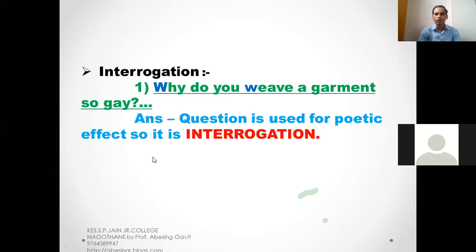Example is given here, why do you weave a garment so gay? Answer, question is used for poetic effect, so it is interrogation.